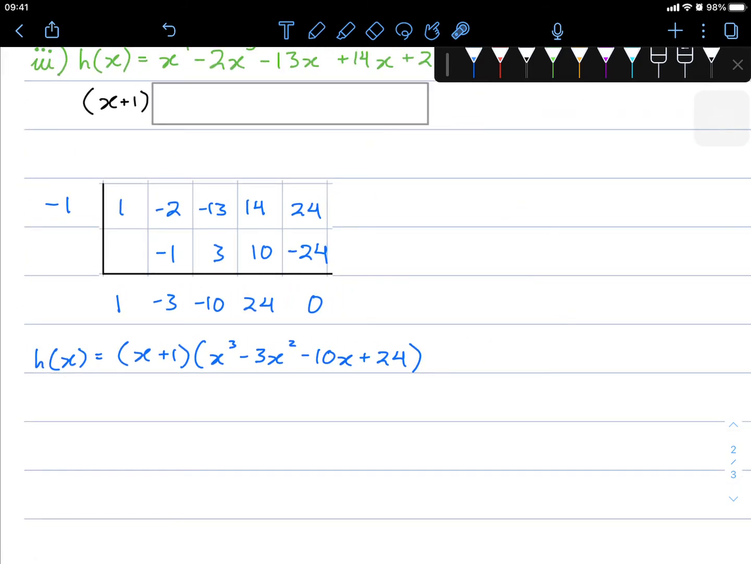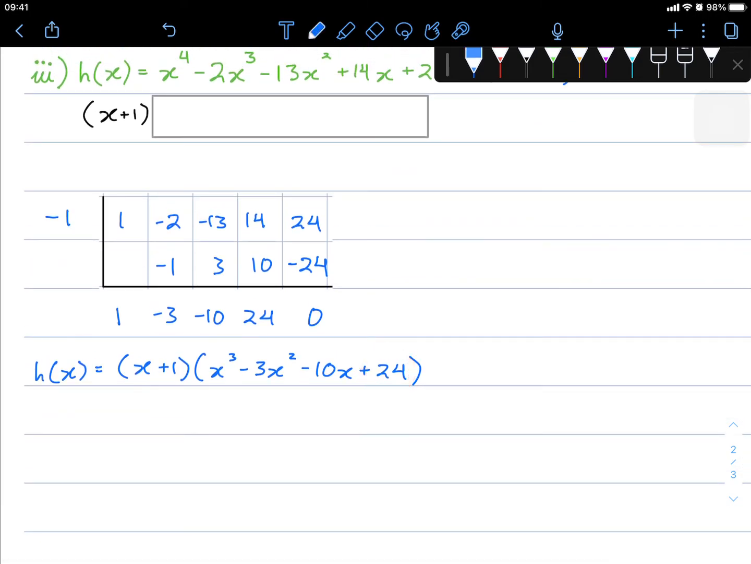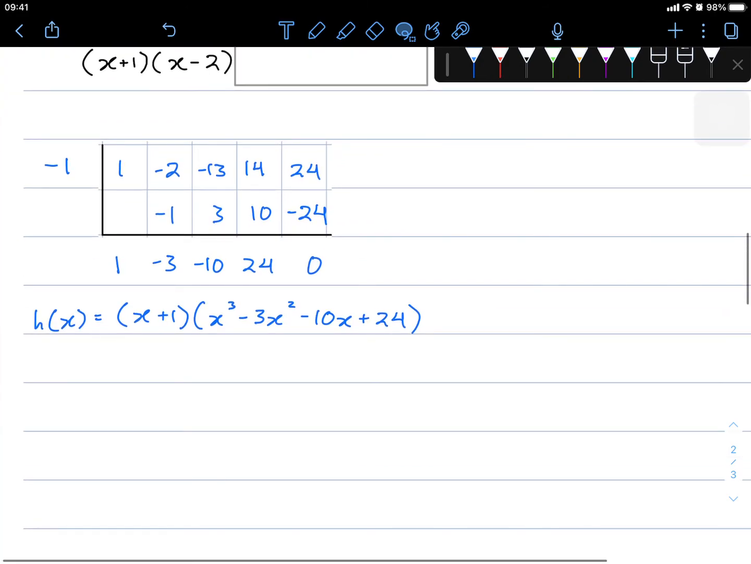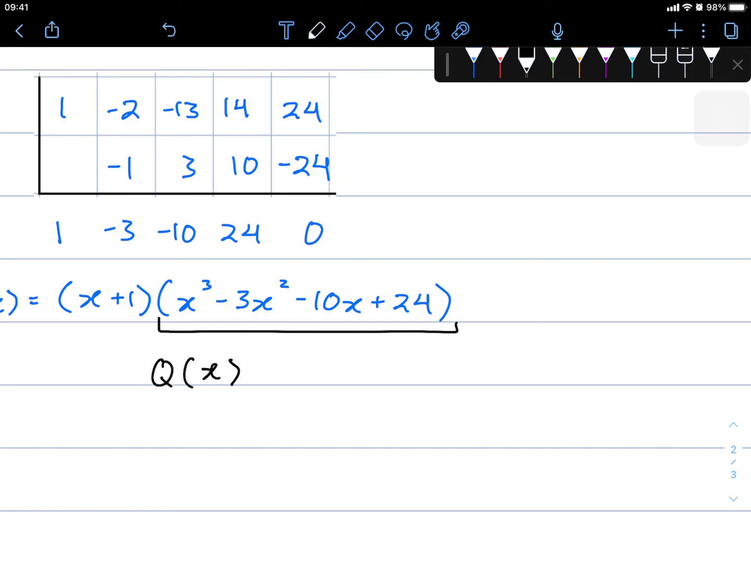Once again, we're going to test different factors of 24. You can go ahead and keep testing, trial and erroring, but I can definitely show you that the next one you should be testing is positive 2. So if you take this to be, let's say, q of x, if you substitute in 2, that should definitely be giving you 0. You can try that yourself.